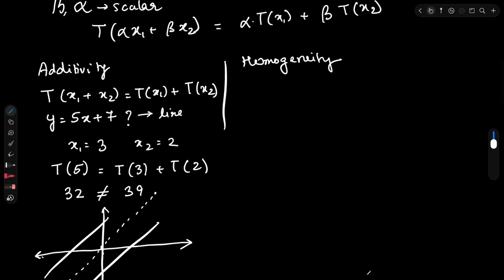On the contrary, we have another property for linear functions, which is called homogeneity. Homogeneity tells us that T of (c into x) equals c into T of x, where c is a scalar.